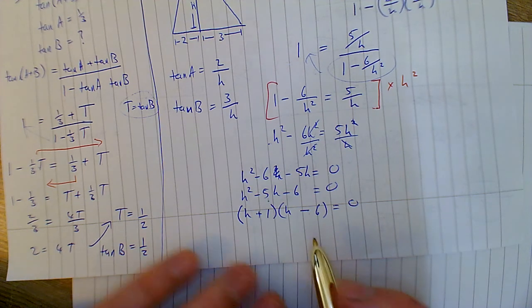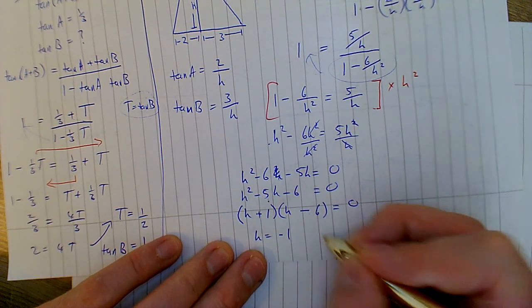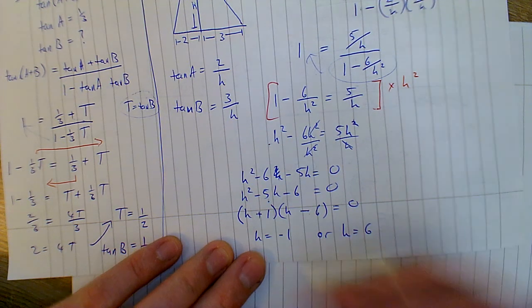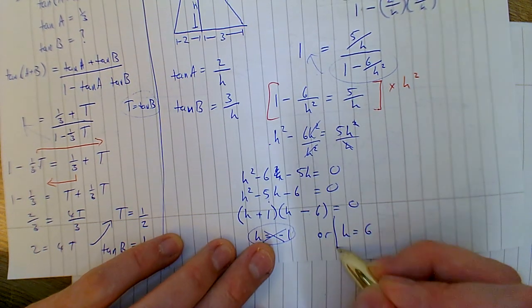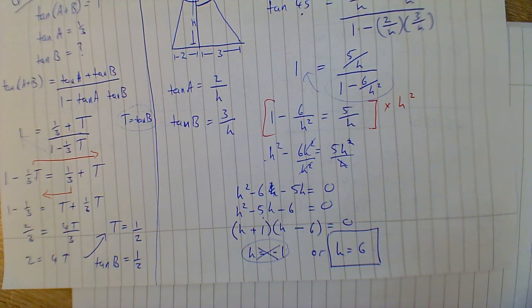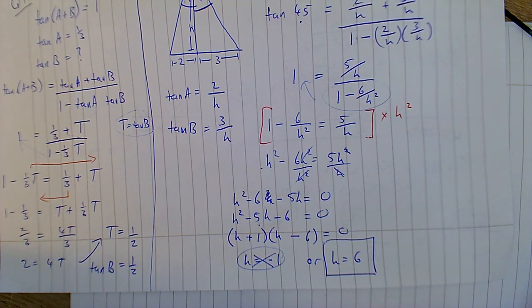And then you can say, well then h equals either -1 or h equals 6. Of course it can't equal -1 because it's a height. So there's your answer there, h equals 6. Right, I'll leave it there, and I'll post a separate video showing where all of these formulae come from.